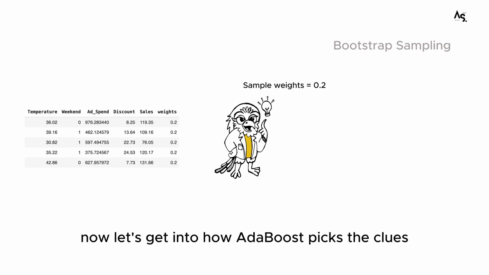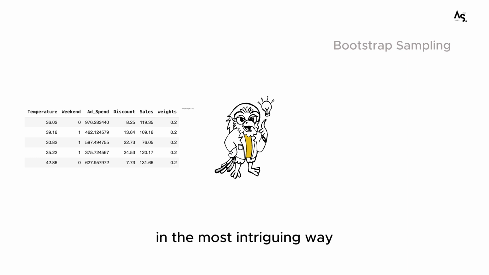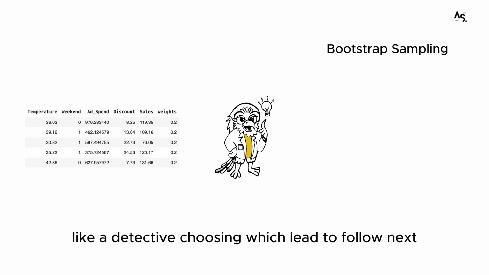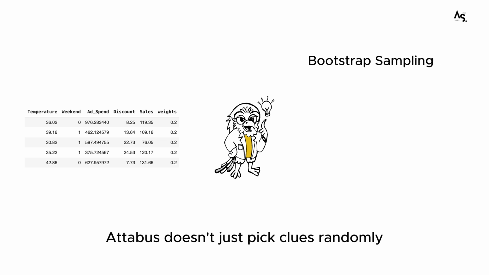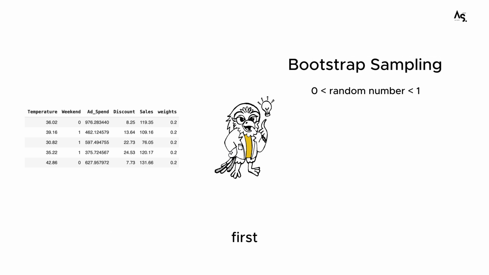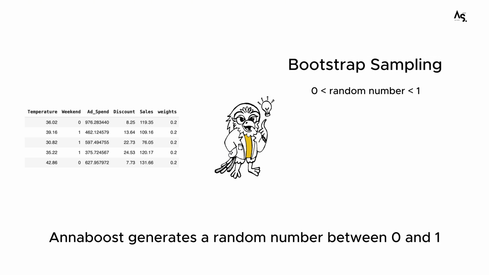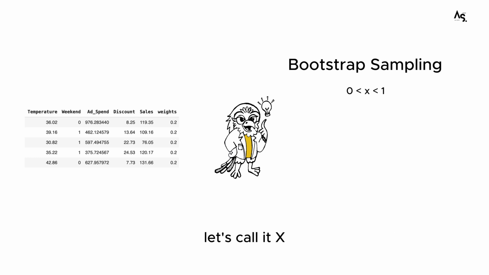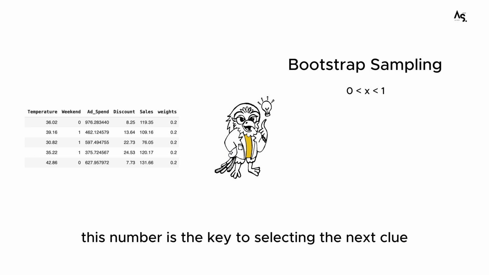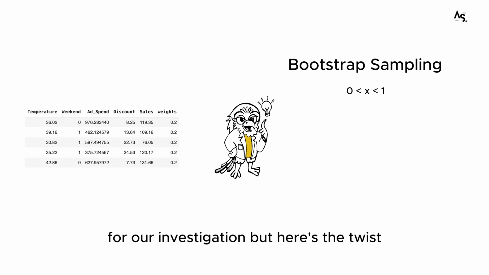Now, let's get into how AdaBoost picks the clues in the most intriguing way, like a detective choosing which lead to follow next. AdaBoost doesn't just pick clues randomly, it has a clever method. First, AdaBoost generates a random number between 0 and 1, let's call it x. This number is the key to selecting the next clue for our investigation.